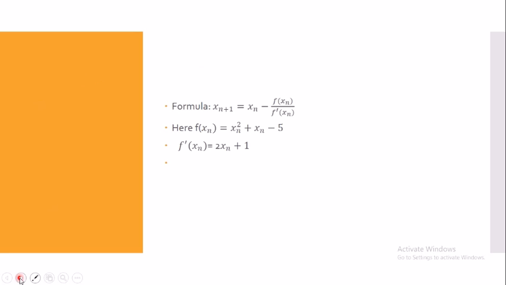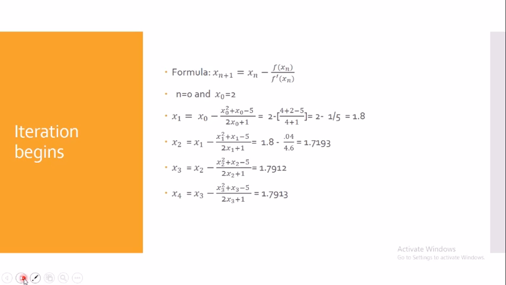So now this is the formula that you have studied in your theory class, right? xn plus 1 is equal to xn minus f of xn divided by f dash of xn. So let us find out what is f of xn. F of xn is equal to xn square plus xn minus 5. Okay, now what is f dash of xn? 2xn plus 1. Now it is easy to substitute these two expressions in the formula. Okay, now let's start the iteration.